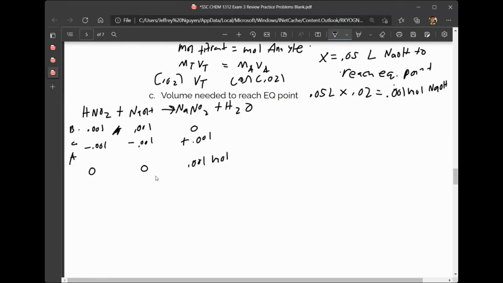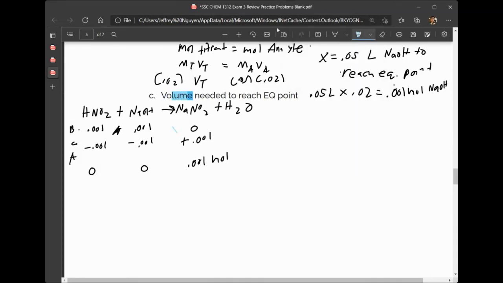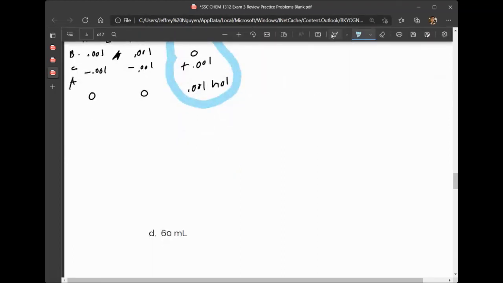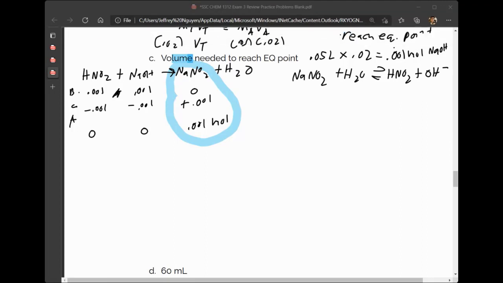We have 0, 0. So what kind of problem do we have to do here? Well, we have a base here, right? So when you have a base, a weak base in fact, because it's not one of the strong bases, this becomes an ice table problem. So we kind of have to figure out what the reaction is. So we have NaNO2, right? And then we react it with water, which will give us HNO2 plus OH minus. So this is kind of a weird concept. So does everyone understand how I got this? Because it's a weak base, we need to react it with water as an equilibrium with an ice table. Does that make sense, you all?